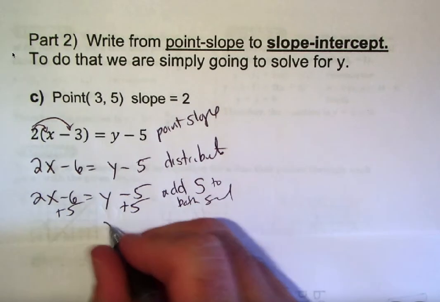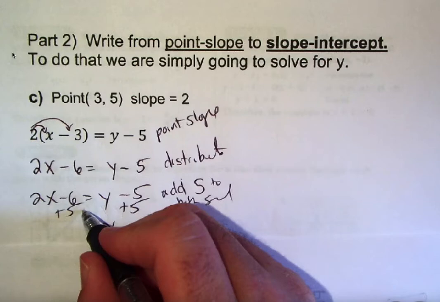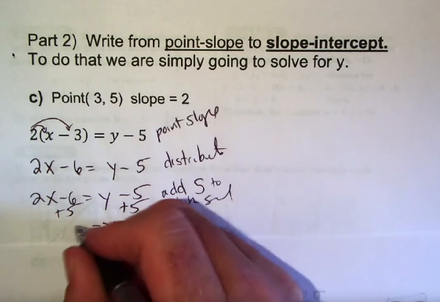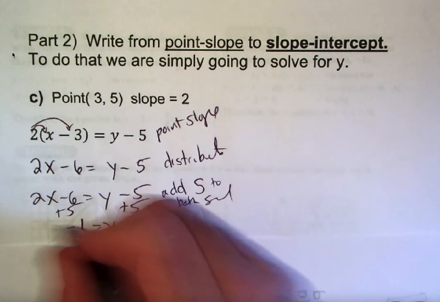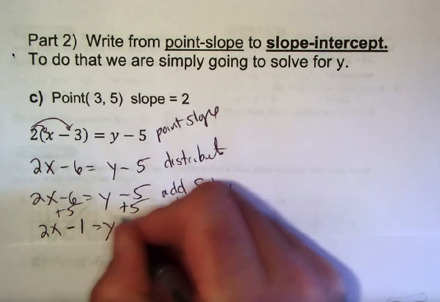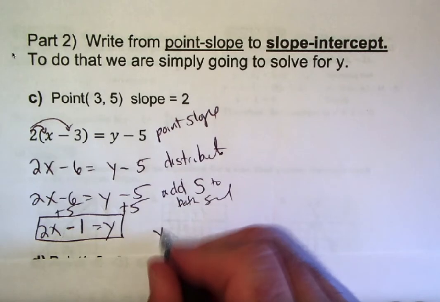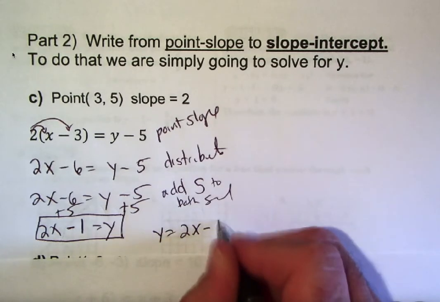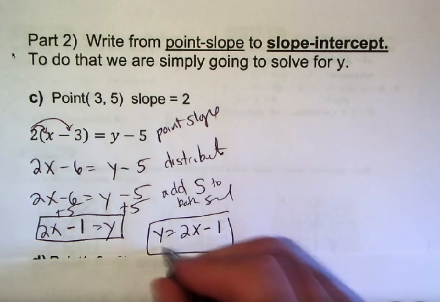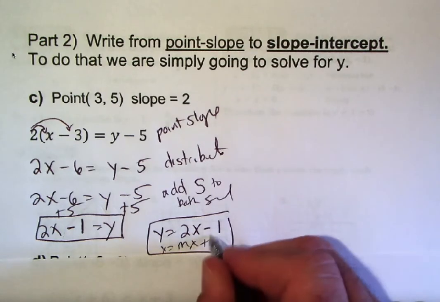You got to watch your subtraction, but if you have negative 6 plus 5, we're at negative 6, and you go up 5, you're going to end up at negative 1, or however you want to do it. Boom, we are almost now in point slope. I'm just going to swing it around. I'm at slope intercept. There we go. y equals mx plus b.